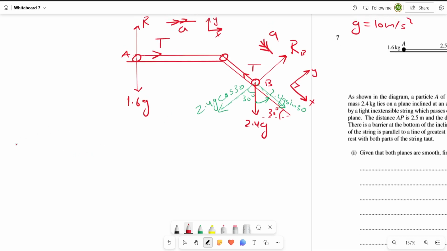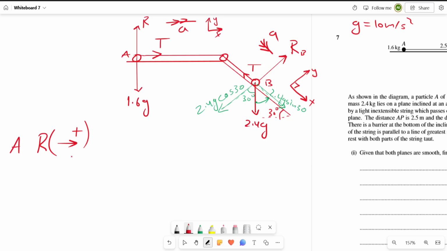Right here, let me start with particle A. I'm going to resolve in the X direction. Always take the direction of acceleration as the positive direction. If you're resolving in the X axis, you have two options, either right being positive or left being positive. How do you know which one you should choose? Always follow the direction of acceleration, even if the particle is moving the other way. So since the acceleration is to the right, I'm going to take my positive direction to the right.